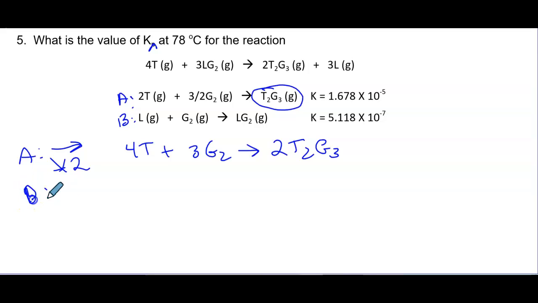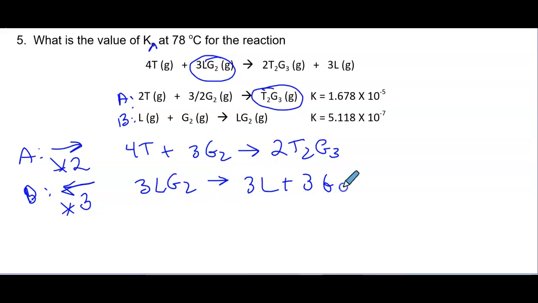For B then, what in B is unique to B, not in A or any others, but I can see it in my unknown? I'm going to say this is the piece I'm going to focus on. So I need to get LG2 on the other side, because in B it is a product. I need it to be in my unknown, or reactant, so I must reverse it to get it on the correct side. And I need 3, and I have 1 in B, and I need 3 in my unknown, so multiply by 3. So I'm going to reverse this and multiply by 3 at the same time. 3LG2 goes to 3L plus 3G2.